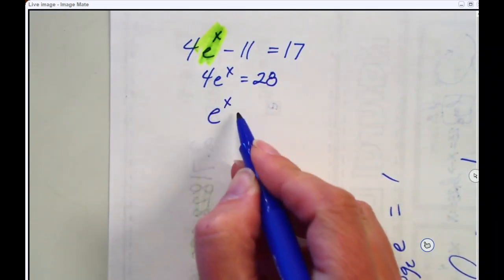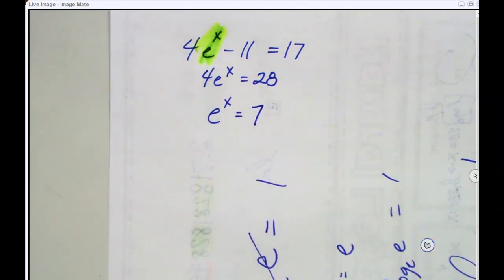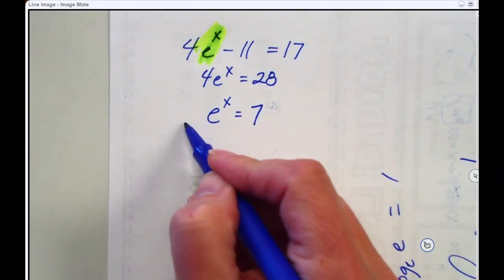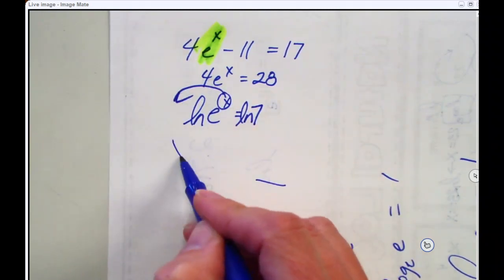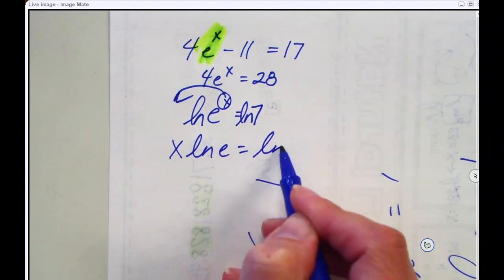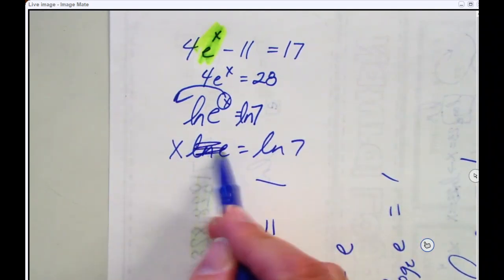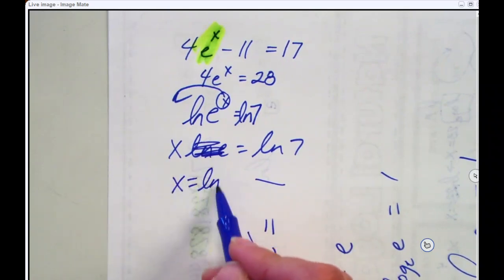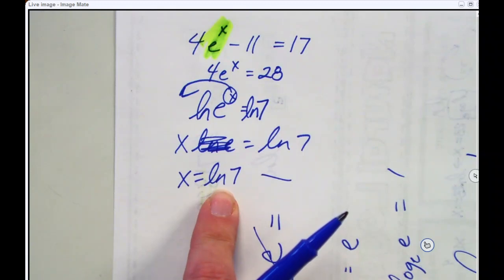E to the x equals what? 7. I want to get that x back on the ground, so what am I going to use? ln, both sides. So this guy can go in front, and I have x ln of e equals ln of 7. What do you guys know about ln of e? Cancels out. X equals, in this case, I just have the ln of 7. There's my exact answer. If they want a rounded answer, what are you going to do? Type it in your calculator.